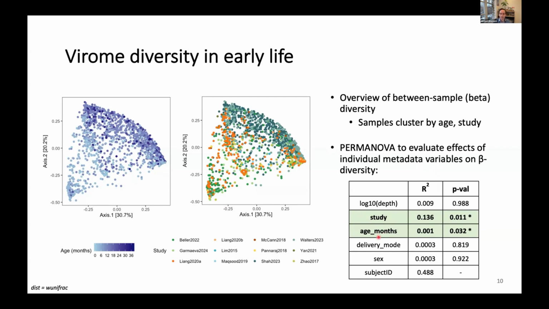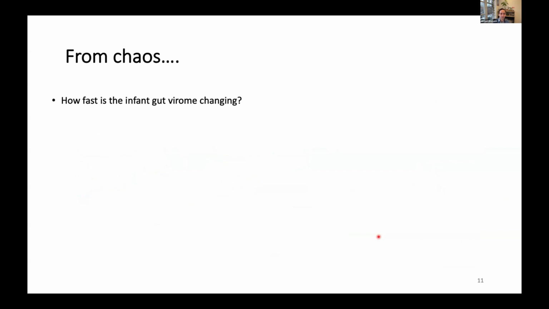And this was really interesting because we saw that age does play a role in gut virome development, both within a sample and across samples, but we could start to ask questions of how things are changing with age. So that's what we set out to do next, and you might recall the title of my talk was From Chaos to Convergence, so let's talk about the chaos first.